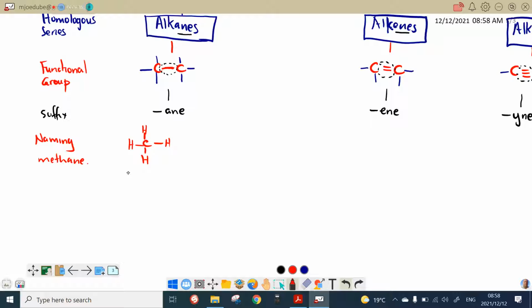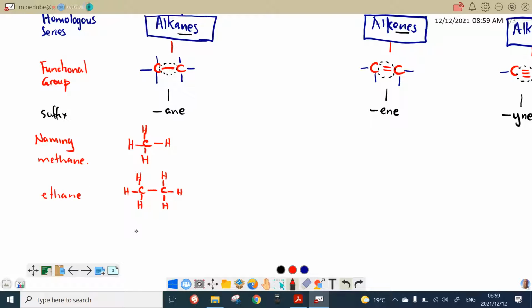And then the next one will have 2 carbons. So you've got your 2 carbons, simple bond, right? And then the other 3 spaces to give you a total of 4 bonds are going to be occupied by your hydrogens. This here becomes the formula for ethane.